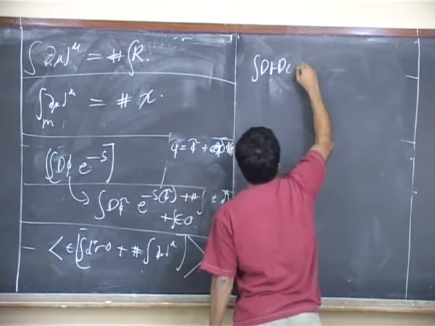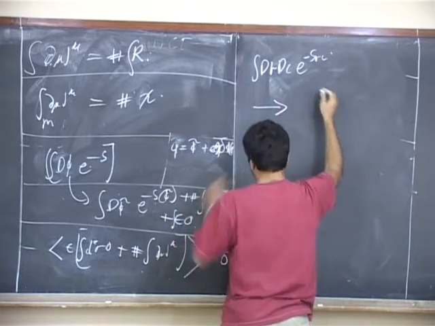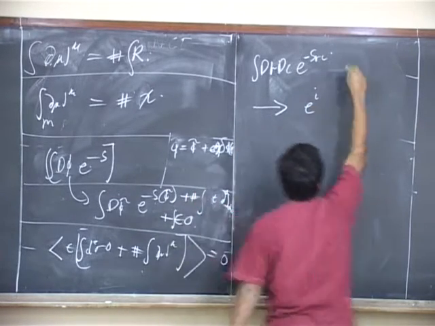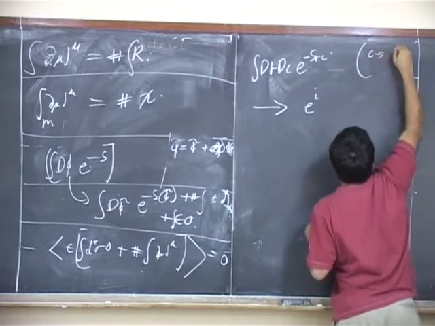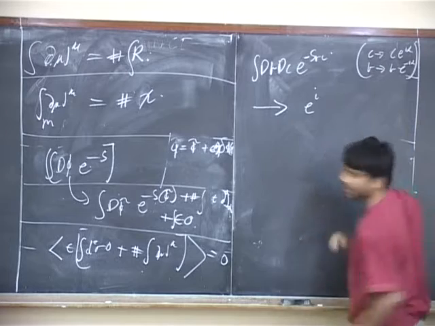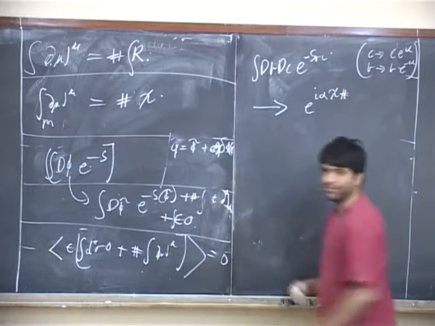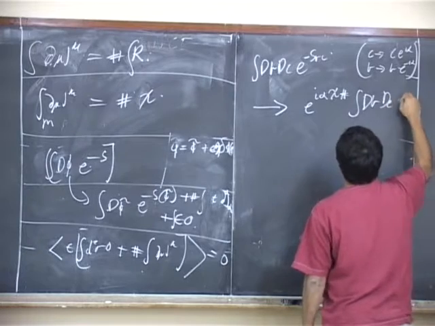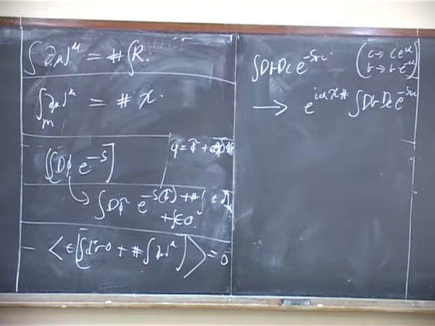So dB times dc and e to the power minus S of B, c goes to e to the power i. So this is under what operation? Under the operation C goes to C e to the power i alpha, B goes to B e to the power minus i alpha. This thing goes to some number e to the power i alpha times chi times some number that we have to calculate, times the integral dB dc e to the power minus S. Is this clear?